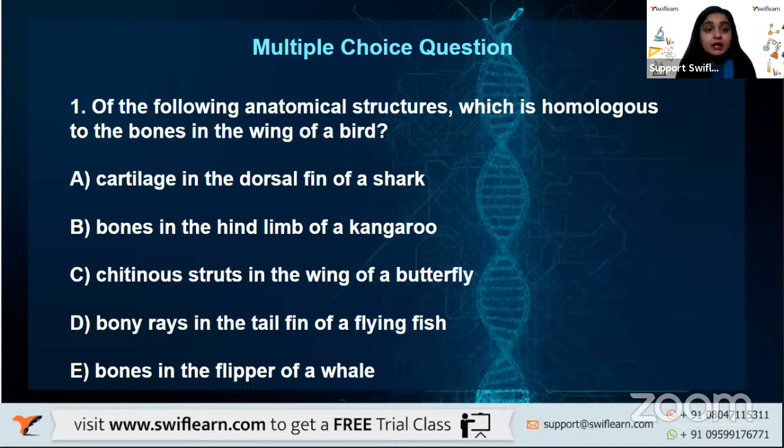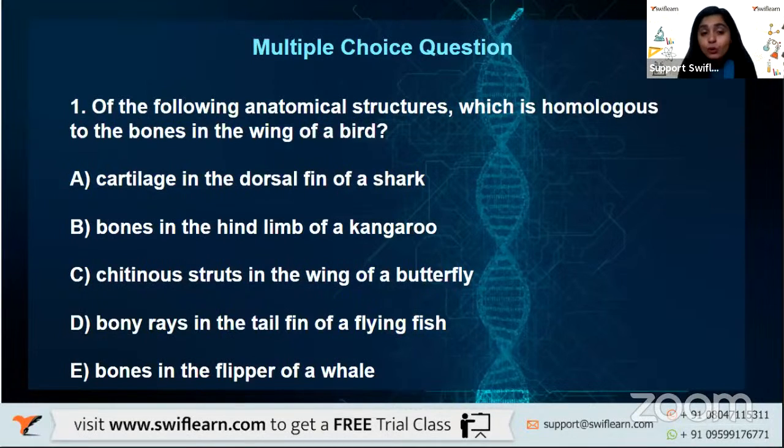Read the options. Cartilage in the dorsal fin of a shark. Is it? Next, bones in the hind limb of a kangaroo. Does it look kind of similar? Let us see a few more. Chitinous strut in the wing of a butterfly. Let us read the next one. Bony rays in the tail fin of a flying fish. And E, bones in the flipper of a whale.